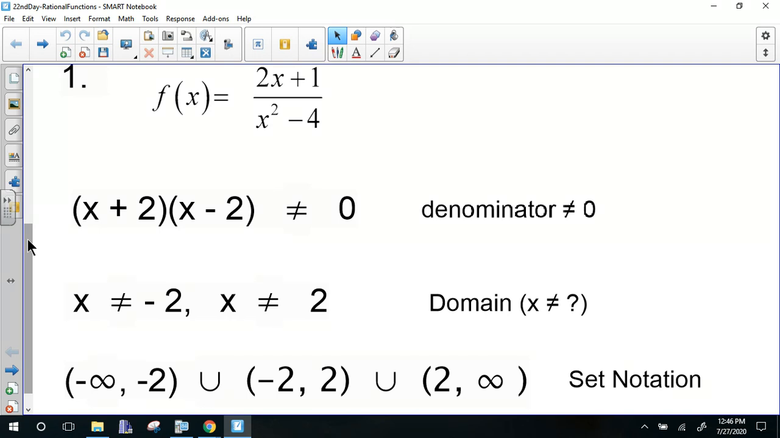So we can plug in any number except -2 and 2, and we'll get an answer. And the reason that -2 and 2 do not work is because it would make the denominator 0, and that is undefined.